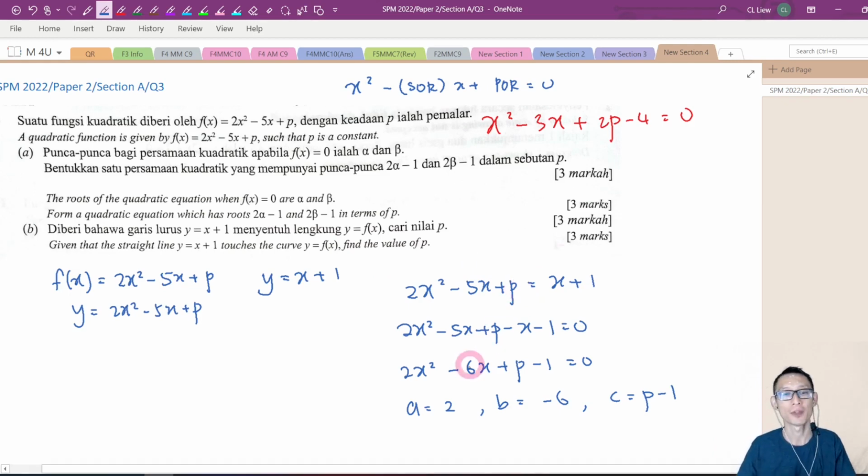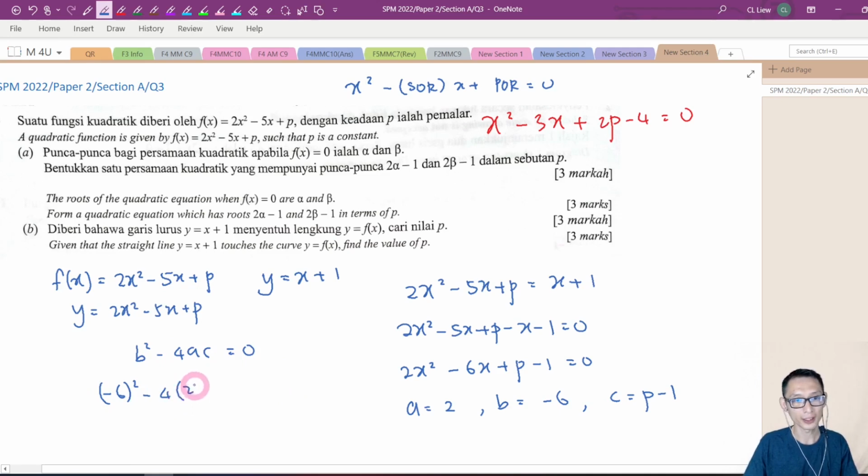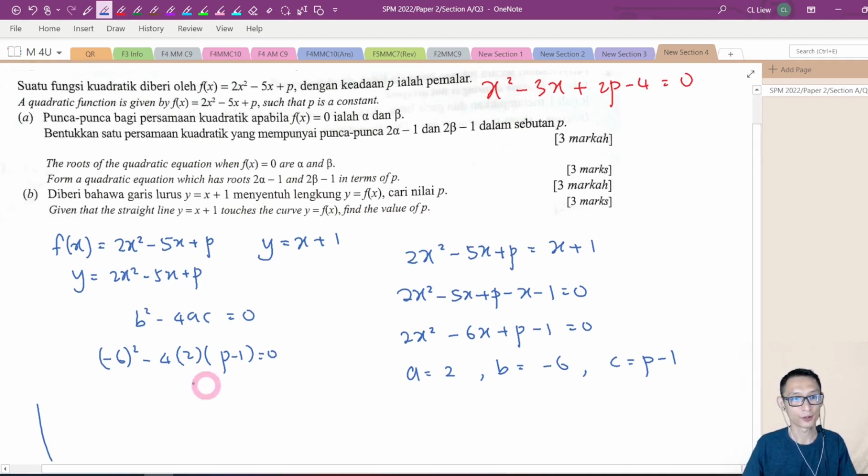Okay, two equal roots. So we know that b squared minus 4ac will be equal to 0. Okay, b squared minus 4ac is equal to 0. Okay, let me continue doing this. Hopefully we can get the answer. So this is 36, and as I told you just now, I will encourage you to do these two parts first.